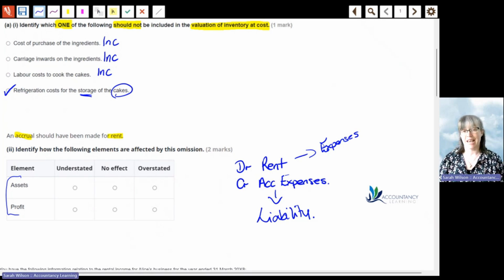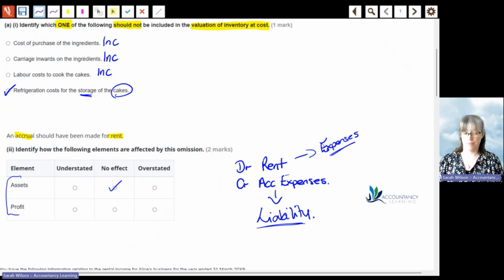So our first element is assets. Is there anything within that journal that would have affected our assets? Well, as we're dealing with a liability and an expense, neither of those 2 affect assets. So therefore, there's going to be no effect on the assets.